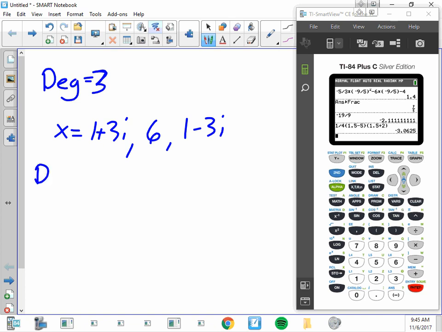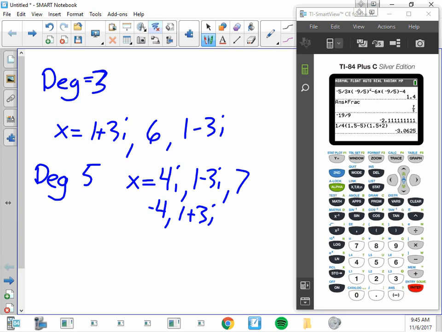If I told you I had a polynomial of degree 5, and I knew that the roots were 4i, 1 minus 3i, and 7, can you tell me what the other two roots are? So negative 4i and 1 plus 3i. Does that make sense? Every complex root has a conjugate pair. They always come in pairs, and they have to be conjugates. If they're not, when you multiply them together, the i's don't cancel.